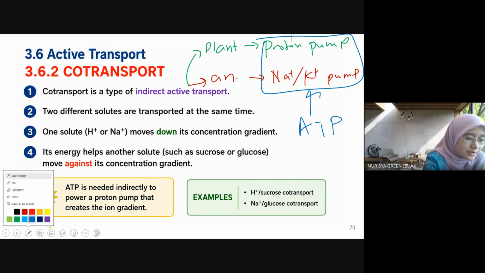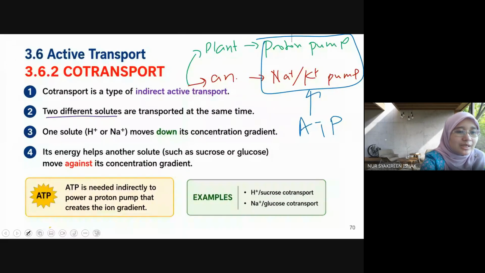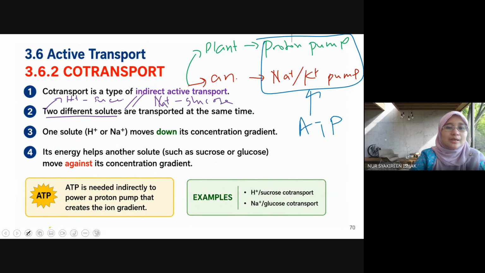Two different solutes. What is the solute? If it's a plant cell, it uses the co-transporter to transport hydrogen ion along with sucrose. If it's animal cell, the sodium ion along with glucose. So there will be accumulation of this ion, hydrogen ion and sodium ion, outside the cell. It is a form of energy to bring nutrients into the cell.